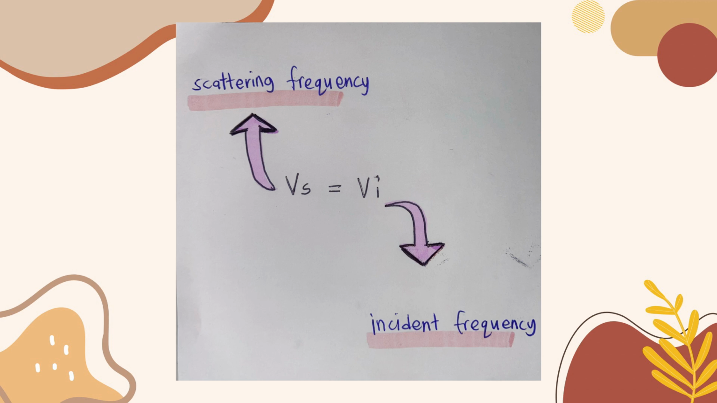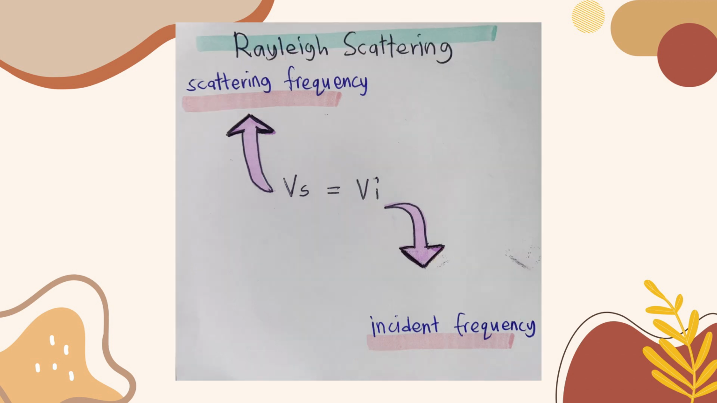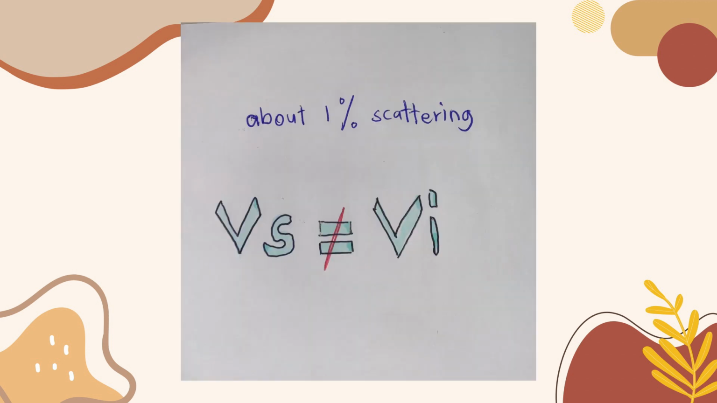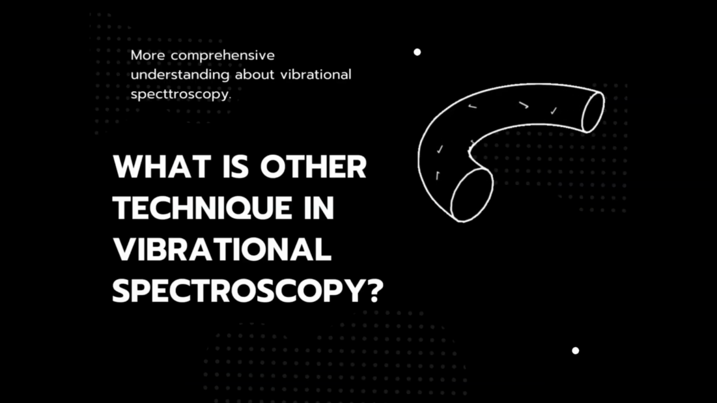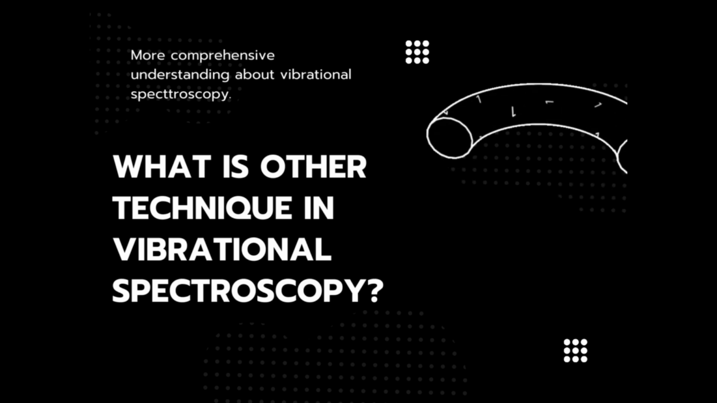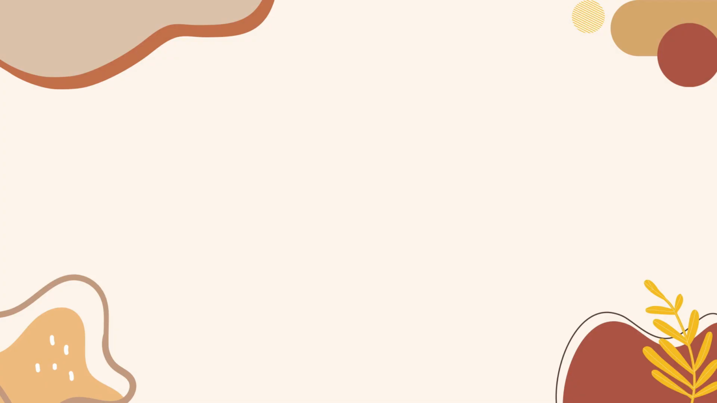If the scattered light has the same frequency as the incident light, then the scattering is called Rayleigh scattering. However, it has been observed that about 1% of the total scattered intensity occurs at frequencies different from the incident frequency, which is called Raman scattering. Now, what are the other techniques in vibrational spectroscopy? Want to gain knowledge? Let's go!